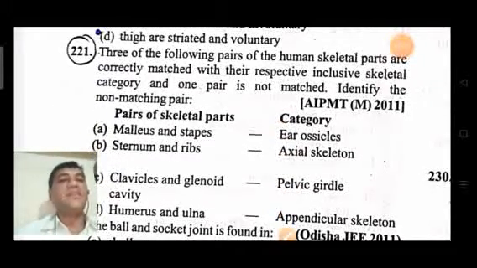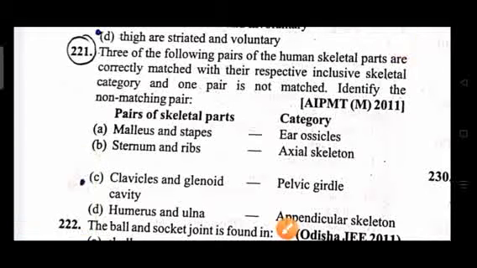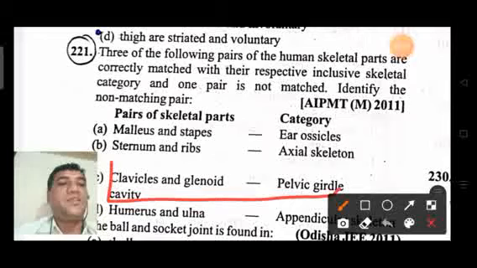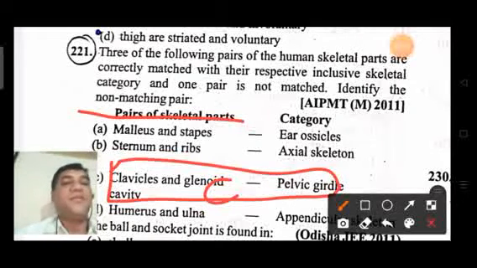Clavicle and glenoid cavity. Clavicle, also called the collar bone, is present in the pectoral girdle, not the pelvic girdle. Glenoid cavity is also a part of it, so this may be wrong. And ulna, of the appendicular skeleton. So obviously the third option, C, is the right option, that is the non-matching pair. The non-matching pair is the one that belongs to the pectoral girdle, not the pelvic girdle.